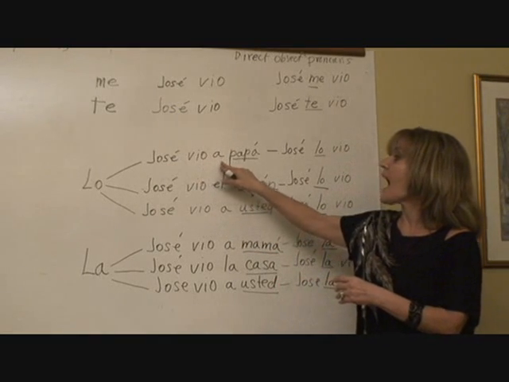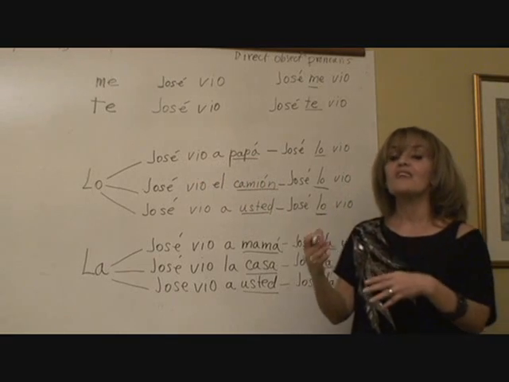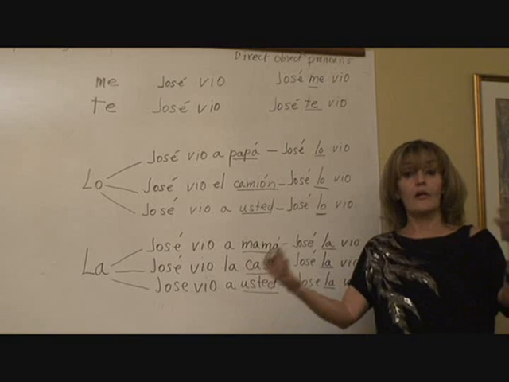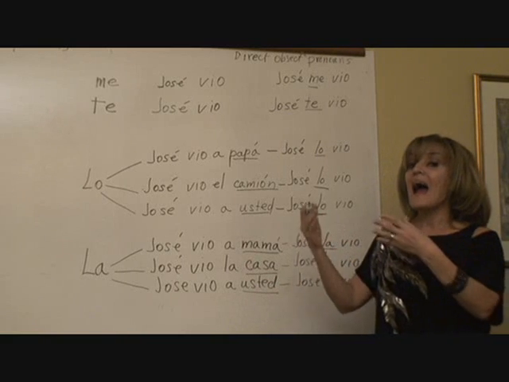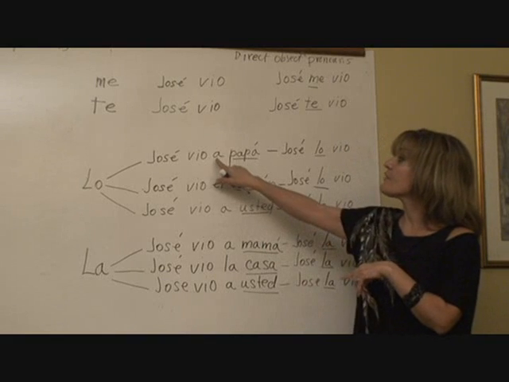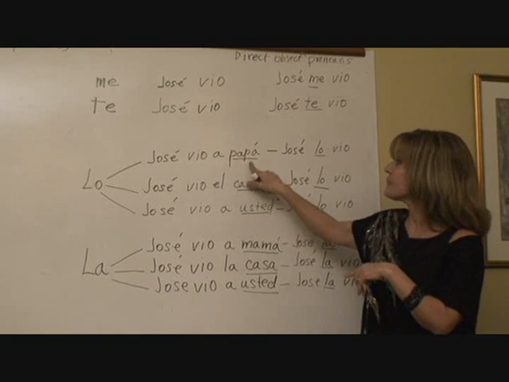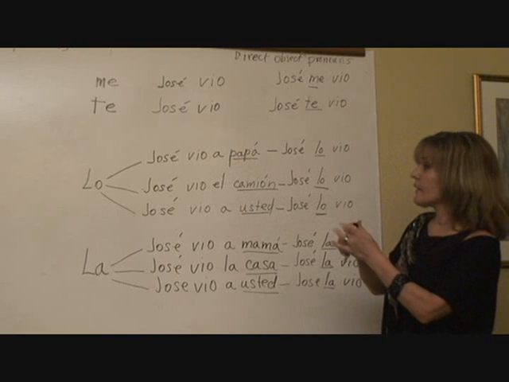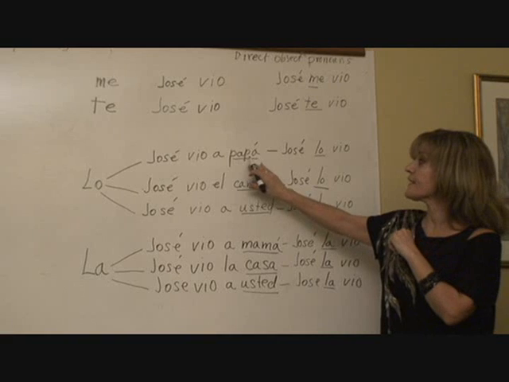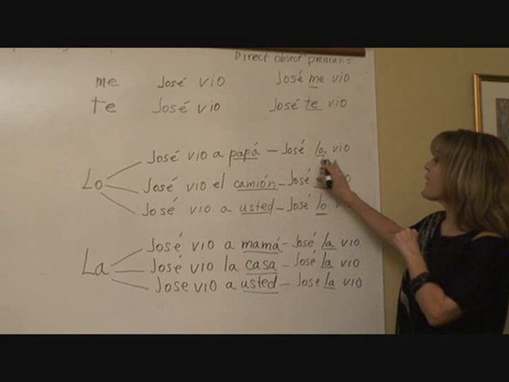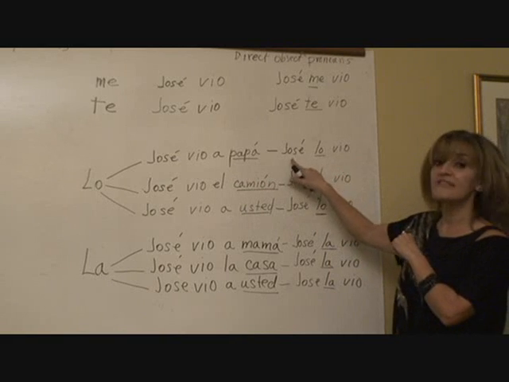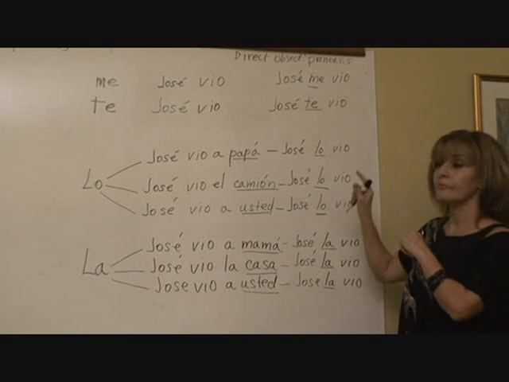Jose vio a papá. Jose saw dad. José vio a quién? José saw whom? A papá. Remember that I talked about the personal a? That's what the a is doing. Papá is a person. Now, to replace papá, which is the direct object, with the direct object pronoun, you put the lo in front of the conjugated verb. José lo vio.